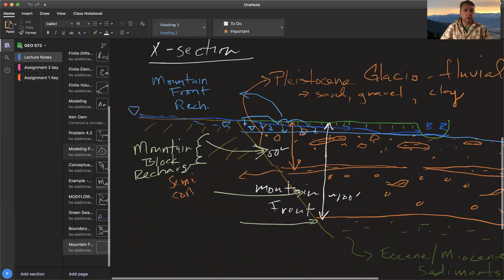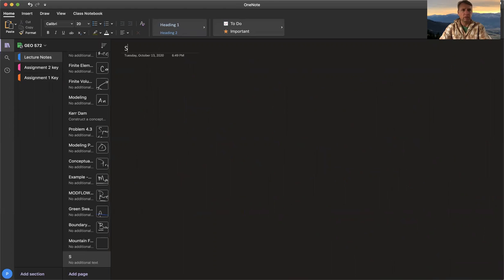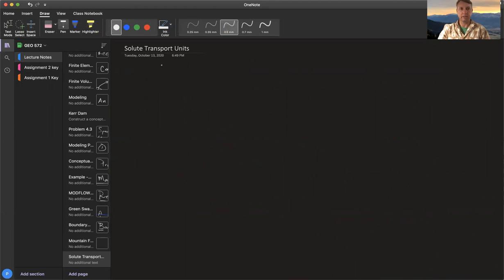We're going to start our discussion of solute transport by considering just some unit analysis. So just getting some units down. Solute transport units. All right, so the first thing that we're going to define here in our solute transport is the mole, which probably everyone here has heard of.